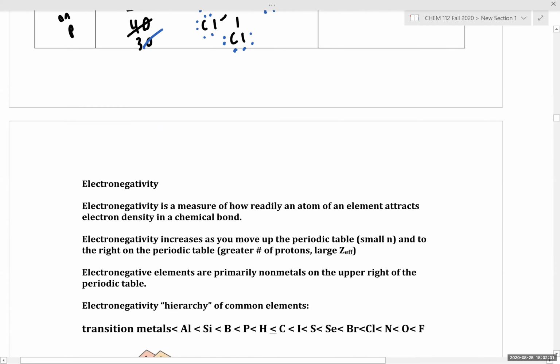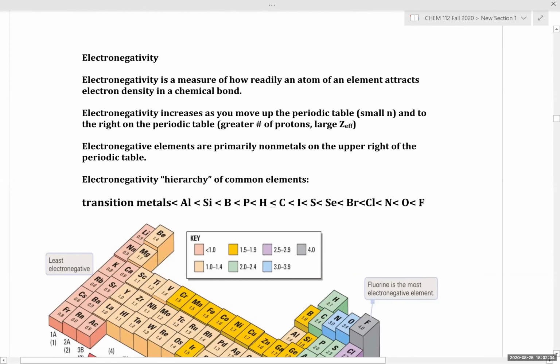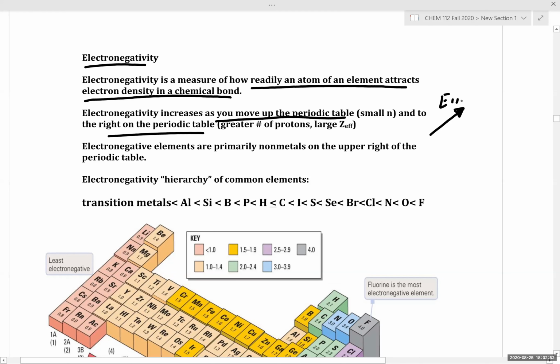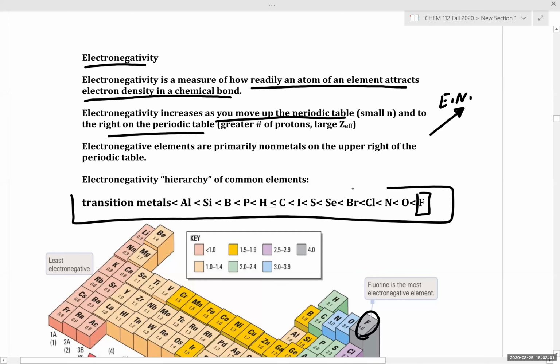So continuing on, we're going to talk a little bit next about electronegativity. Electronegativity is a measure of how readily an atom of an element attracts electron density in a chemical bond. Electronegativity increases as you move up on the periodic table and to the right on the periodic table. So an arrow that looks a little bit like this, with fluorine being the king of electronegativity. I provided you a reference hierarchy of electronegativity for common elements to help you rank atoms in terms of electronegativity and quickly compare the electronegativity of common atoms in organic chemistry.